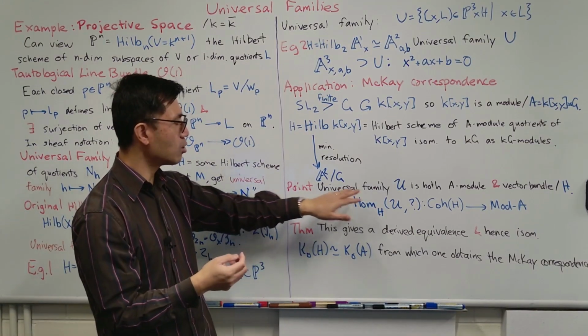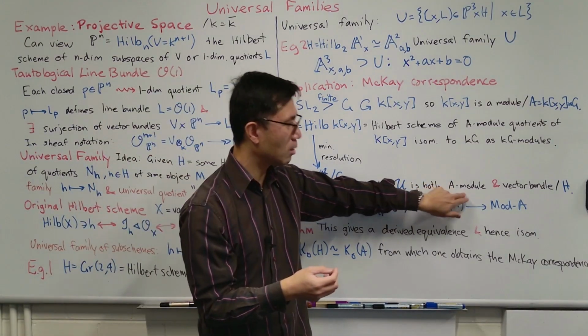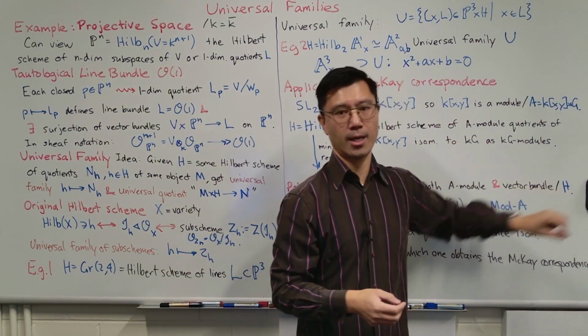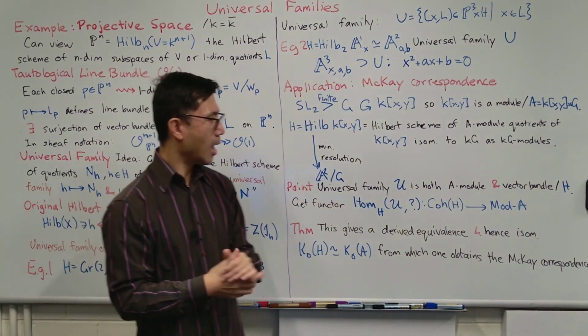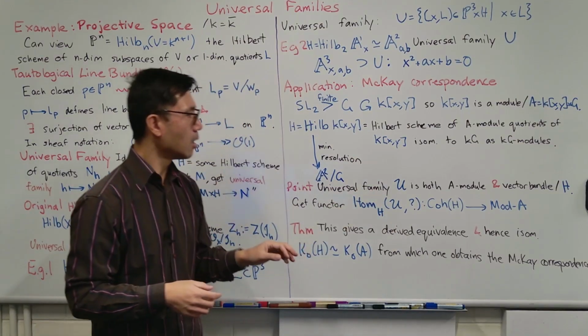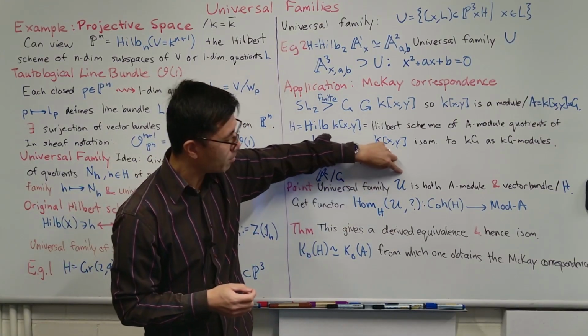So you can think of this universal family as both an A module and a vector bundle on H. So A will act on it. And so this is the key point, okay? So what are we going to get from this universal family?